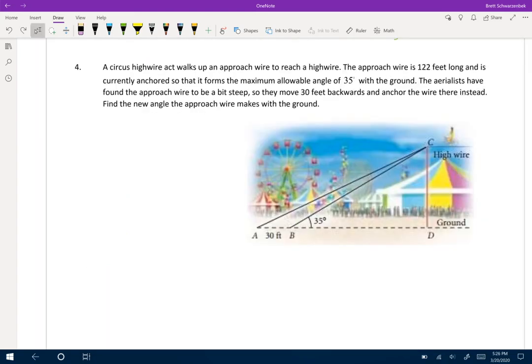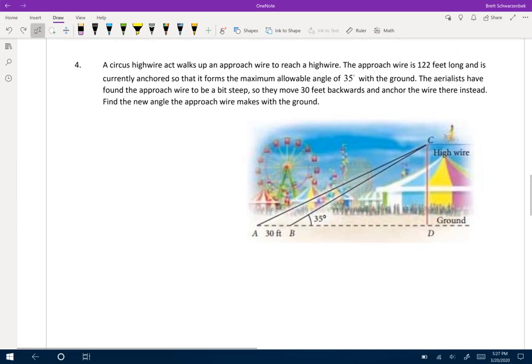Number 4, a circus high wire act walks up an approach wire to reach a high wire. The approach wire is 122 feet long and is currently anchored, so it forms a maximum allowable angle of 35 degrees with the ground. Okay, so look in our picture. Basically, we have a person who's walking up this wire to reach the high wire. Okay, so you'll see that the angle down here is at 35 degrees. So they're saying that this is 122 feet long at the beginning of our problem.